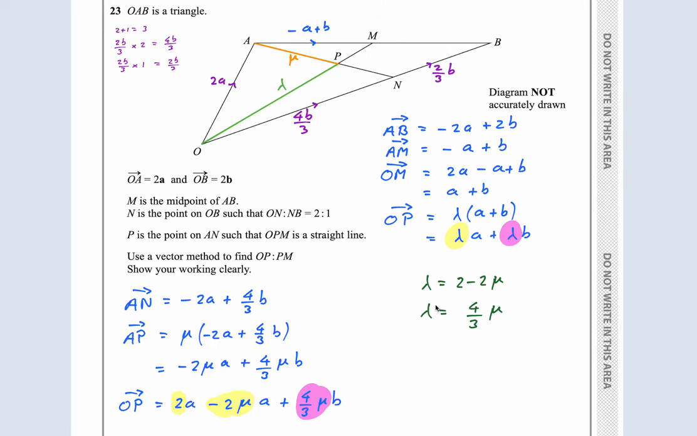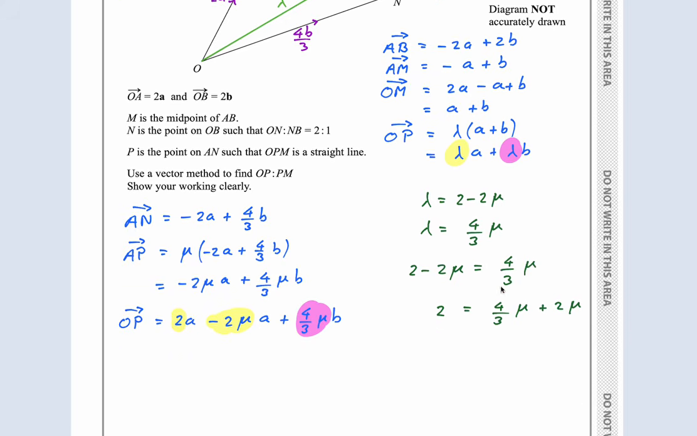Seeing as I have them both equal to lambda, I might as well find mu. So I'll just equate them. If lambda equals this and lambda equals this, then obviously 2 minus 2 mu equals 4 over 3 mu. And I can say 2 equals 4 over 3 mu plus 2 mu. Hang on, plus 2 mu. I'll just scroll down to here, guys.